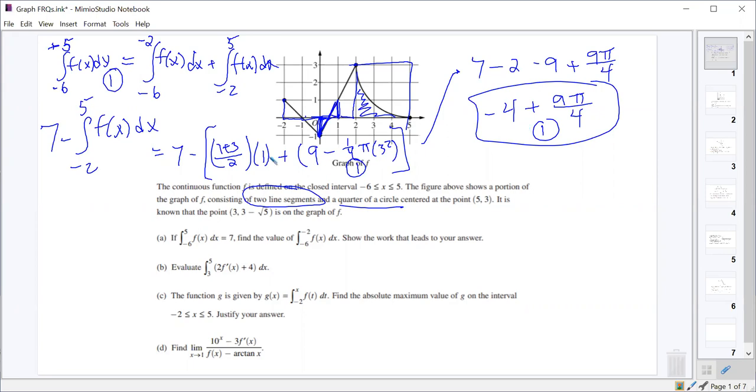Okay, actually, it was 11 minus 9 pi over 4 for all of this value, not just the 9 minus 9 pi over 4. It was the 11 minus 9 pi over 4. All right.